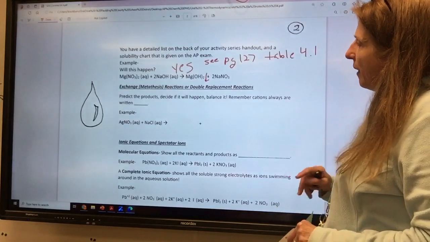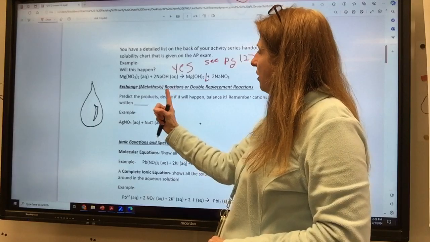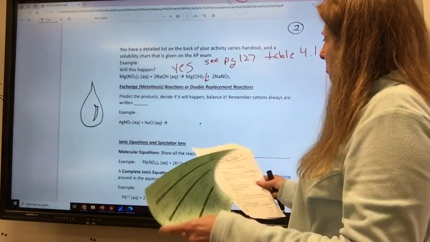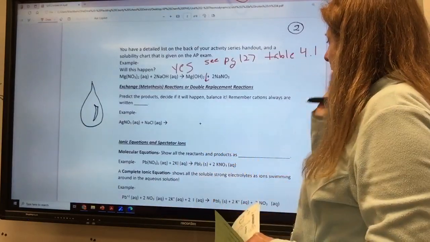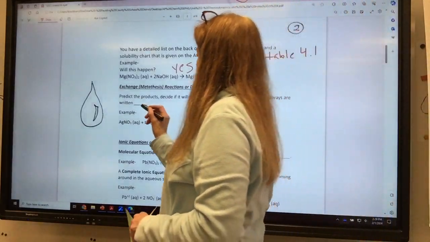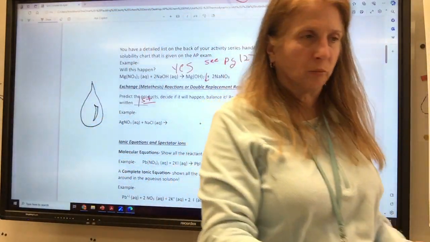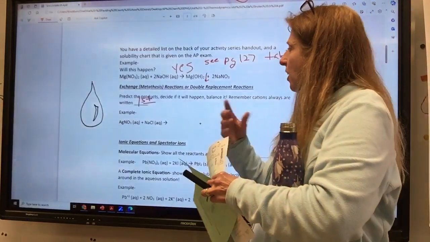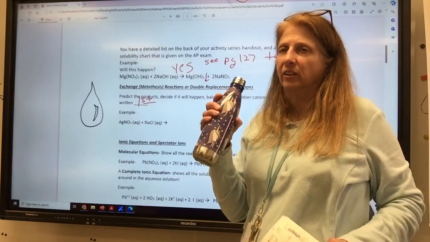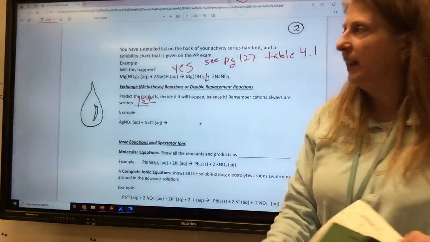A little bit more about this. So a double replacement reaction is also called an exchange reaction or metathesis. Boy, that sounds fancy, doesn't it? So you can predict the products, decide if it will happen, balance it, and always remember if you write it, that cations have to be written first. Somebody on the AP Chem teachers Facebook group was saying, would they count off if the student wrote the anion before the cation? And all these teachers said yes. So remember, cations go first. Kitties before fire ants.